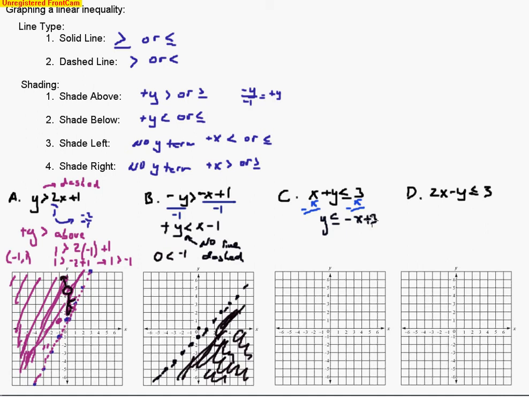So positive 3, that's my y-intercept. So I go up 3, put the dot there, and then use the slope. This time the slope is negative 1 to 1. So that means down to the right. Put some dots there, and this time it's a little different.